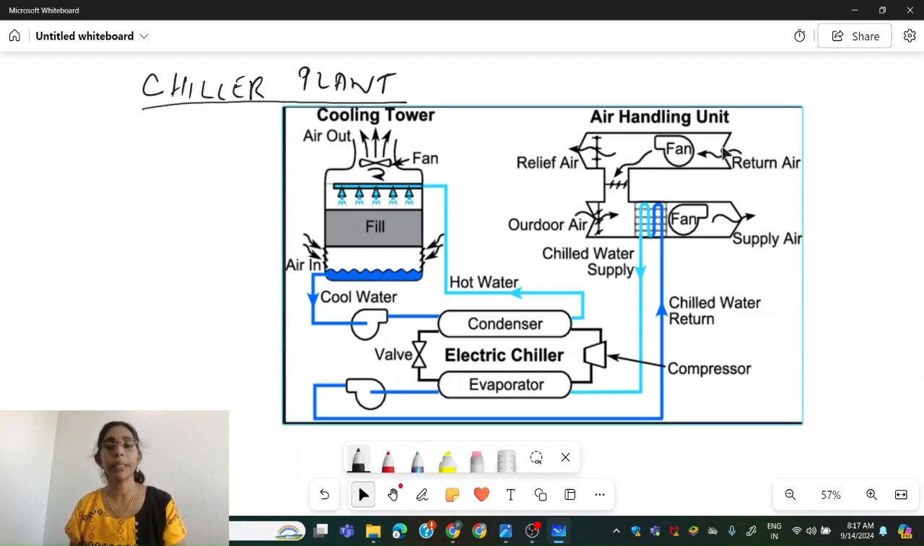Here I will describe the major components involved, how they are functioning, what is the input for each component, and what is the output for the other components. That I'm going to tell you.